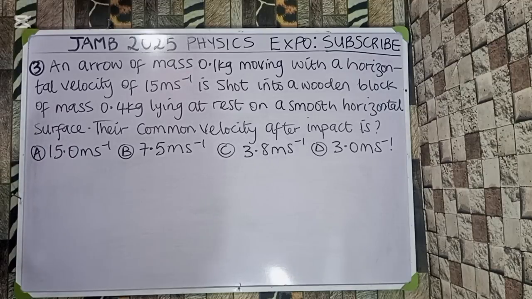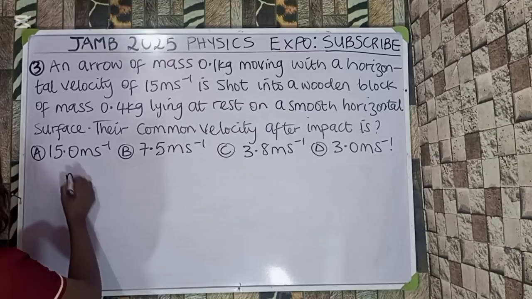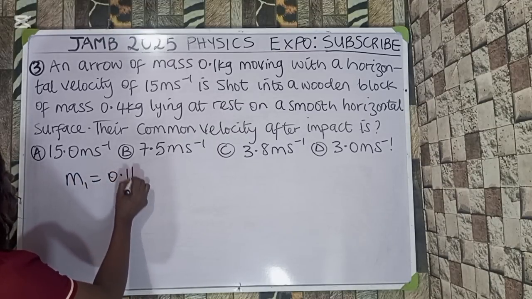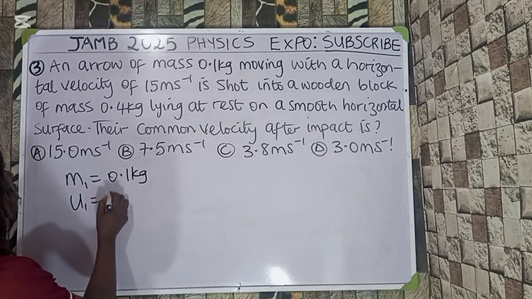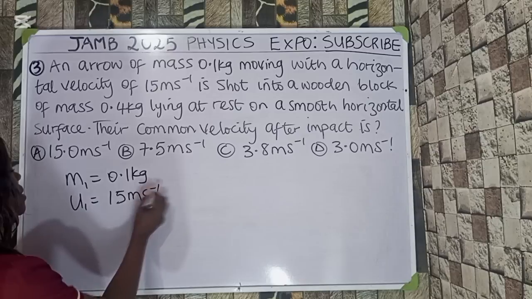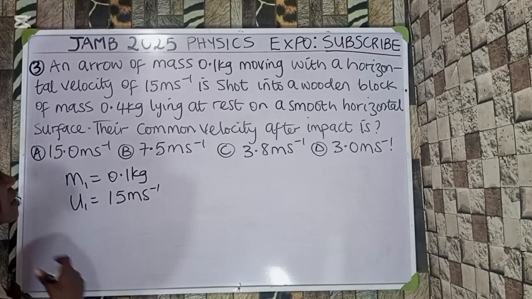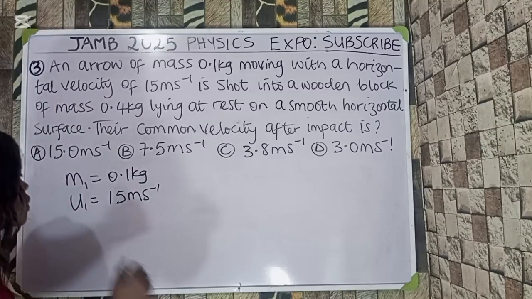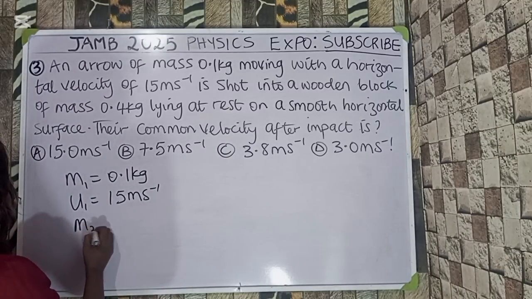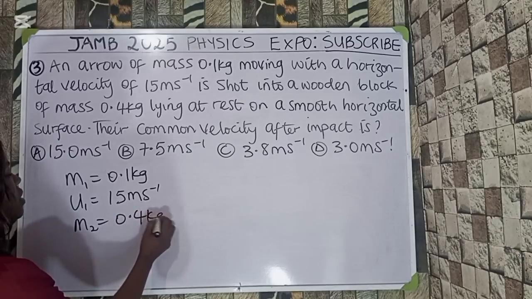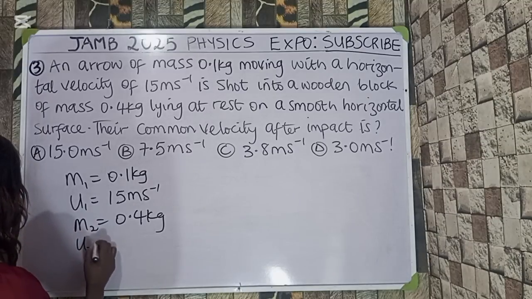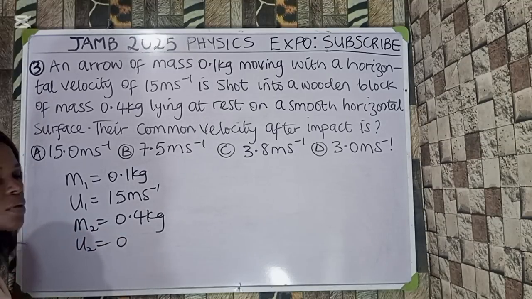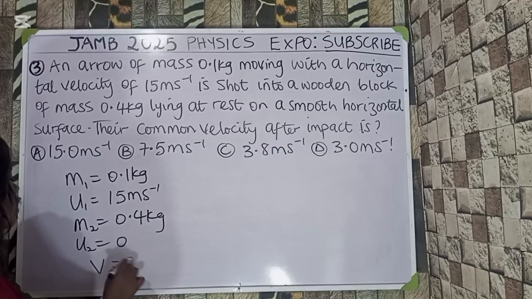So the first step is to state our parameters. The mass of the first body, which is the arrow, is 0.1 kilogram. The velocity of the first body, u1, is equal to 15 meters per second. It is being shot into a wooden block of mass 0.4, so the mass of the second body is 0.4 kilogram. But the body was at rest, and anybody that is at rest, its velocity becomes 0. So my u2 is equal to 0. What are we looking for? We are looking for the common velocity.